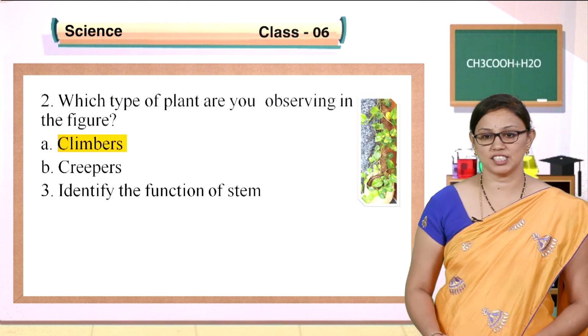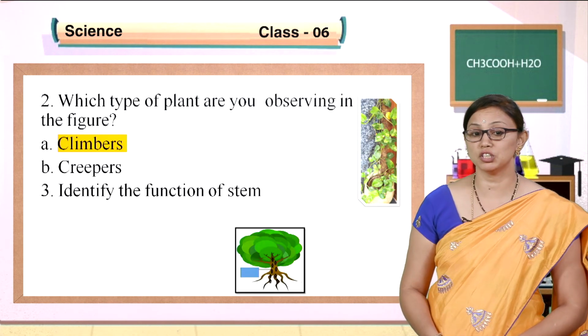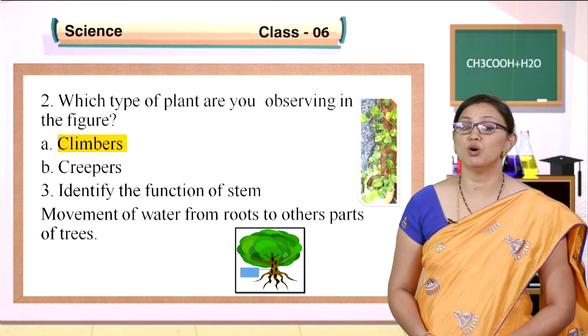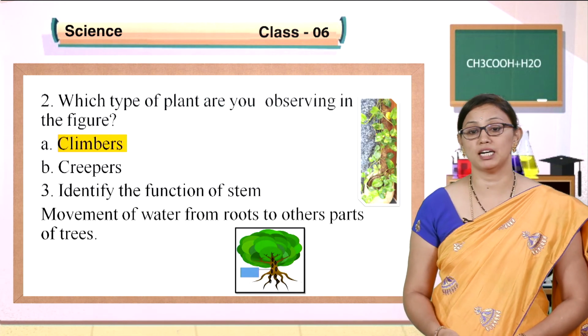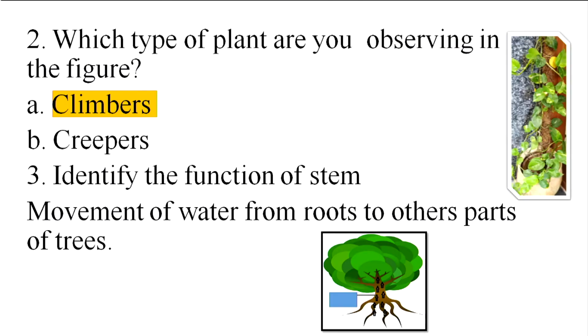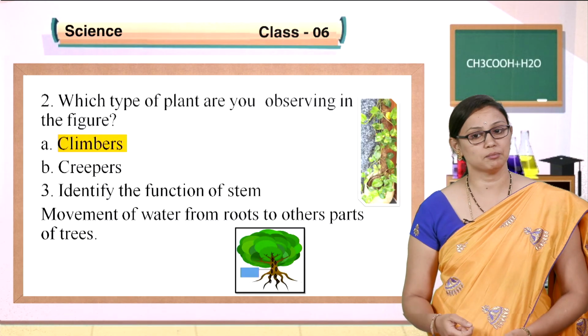The next question: identify the functions of the stem. By seeing the picture only you can identify, children. It is the movement of water from the roots to the other parts. It conducts the water and minerals from the roots to the other parts, particularly to the leaves for the preparation of food. Yes children. So, these are the previous class revisions and now we will go with the present session.